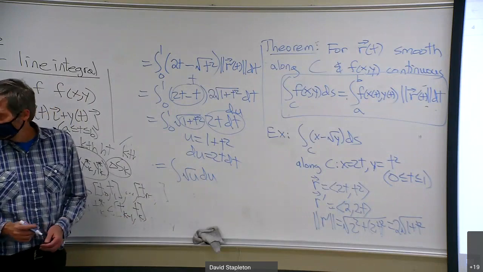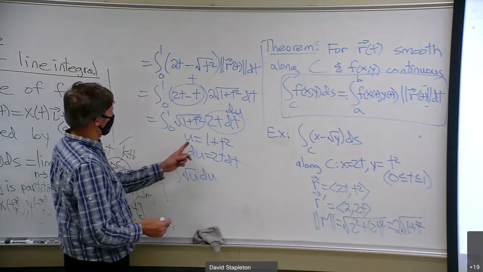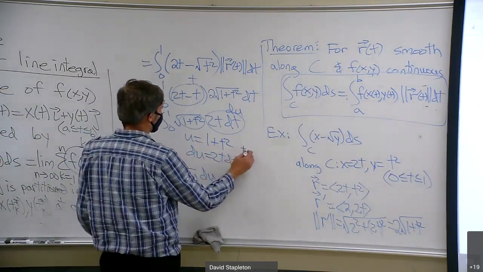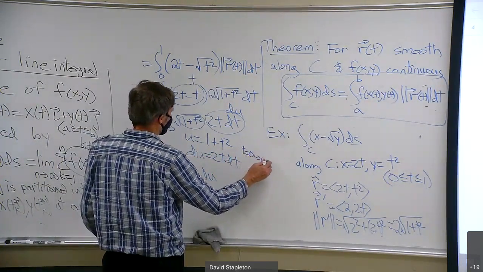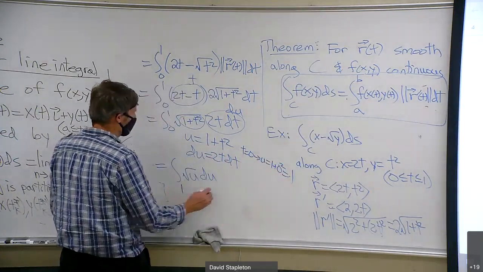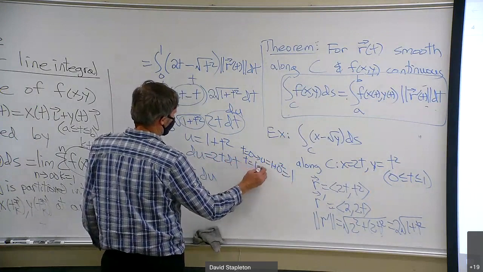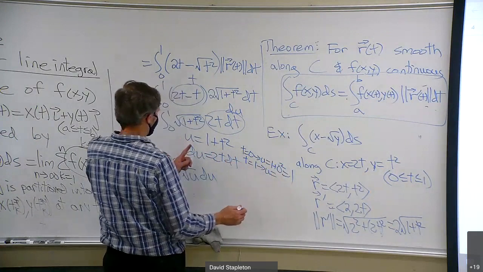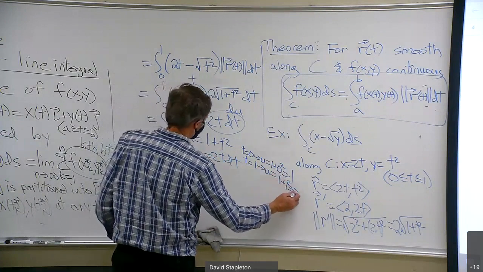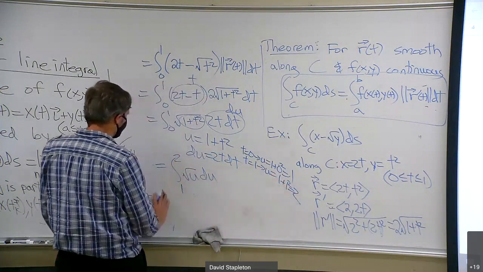And then if t is equal to 0, then u is 1 plus 0 squared. So t equals 0, and then u equals 1 plus 0 squared, which is 1. So the new bottom endpoint is 1. If t equals 1, the top endpoint, then u is 1 plus 1 squared, which is 2. So the new integral goes from 1 to 2.